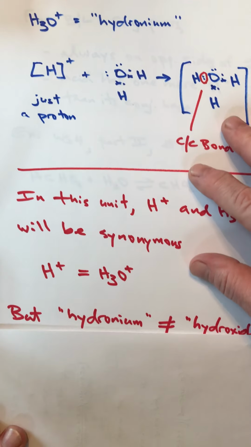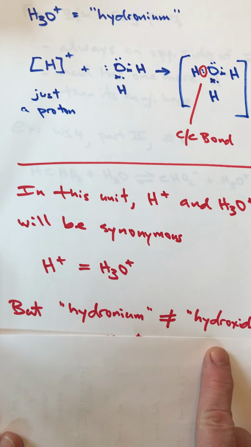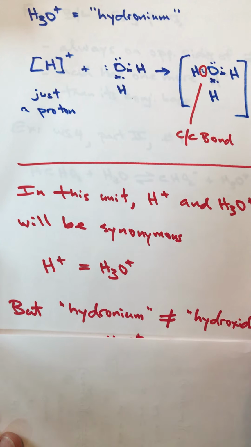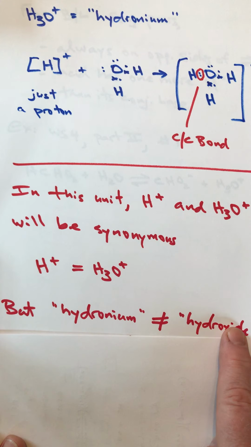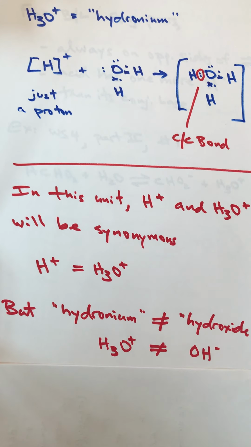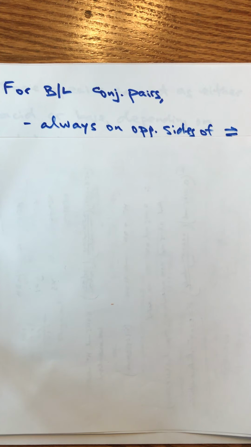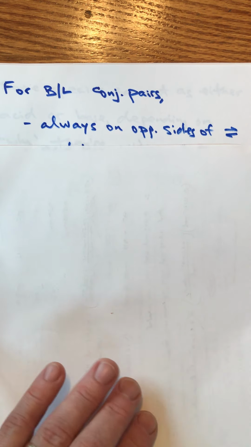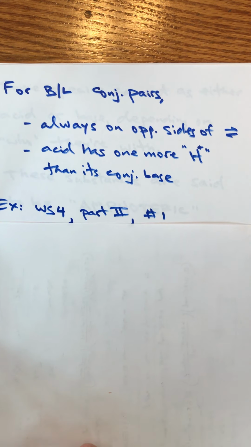Now, sometimes vocabulary gets kind of funky and people start confusing hydronium with hydroxide. They are not the same thing. They are actually complete opposites. Hydronium refers to the acid part of a solution. Hydroxide refers to the base or basic part of a solution. So H3O positive is hydronium. It is not the same thing as hydroxide, OH minus. Okay, in a Bronsted-Lowry pair, they're always on opposite sides of the equation. The acid has one more proton than its conjugate base.